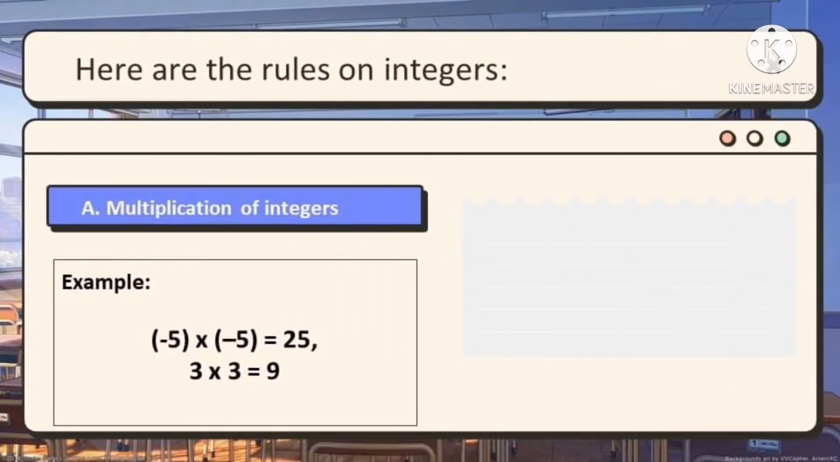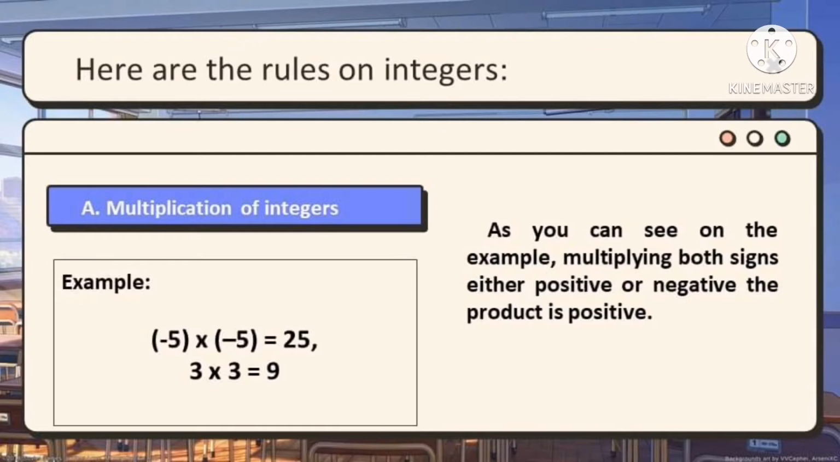Here are the rules on integers. First, multiplication of integers. Example, negative 5 times negative 5 equals positive 25. Positive 3 times positive 3 equals positive 9. As you can see on the example, multiplying both signs either positive or negative, the product is positive.